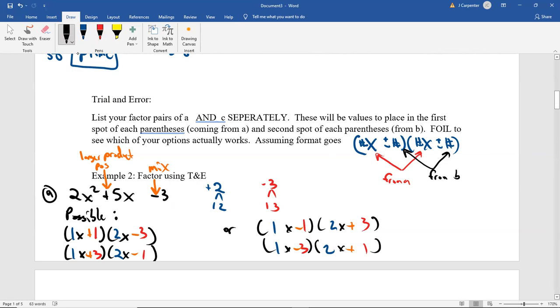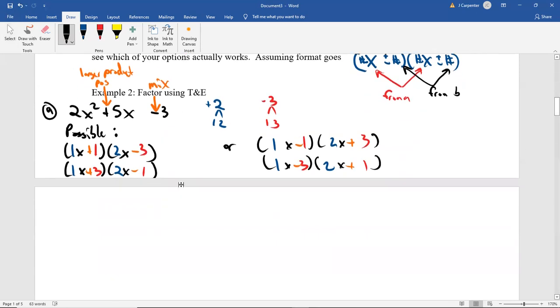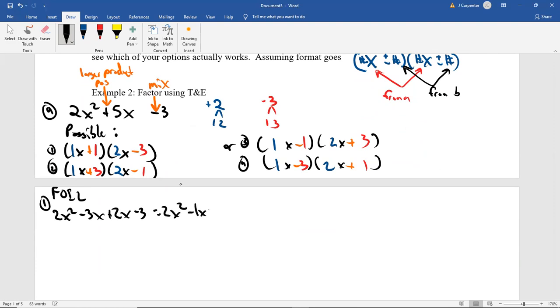So how do we figure these out? We FOIL to check. I really wish I'd given myself a little more room. Let me just label these 1, 2, 3, 4. So for the first one, when you FOIL it, that's 1x times 2x, which is 2x squared. 1x times negative 3, which is negative 3x. 1 times 2x, which is positive 2x. 1 times negative 3 is negative 3. Combine your like terms, you get 2x squared minus 1x minus 3.